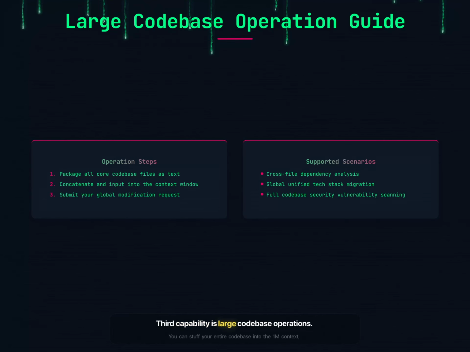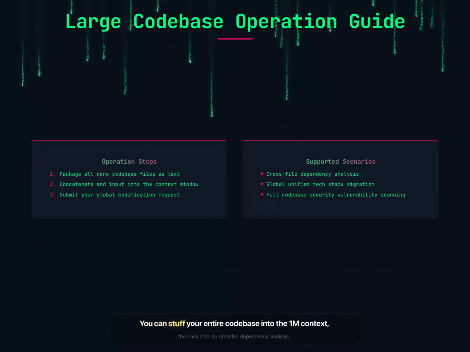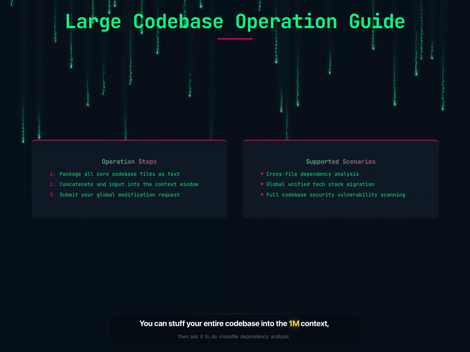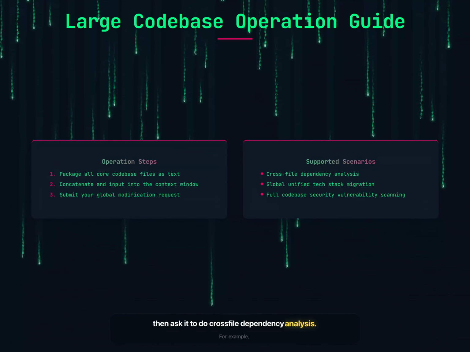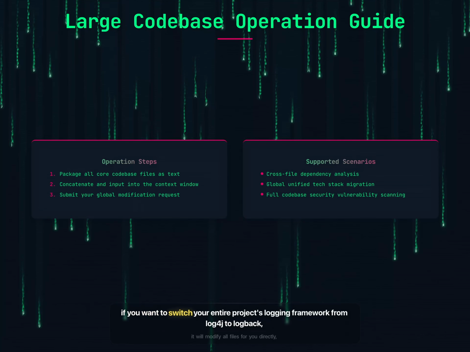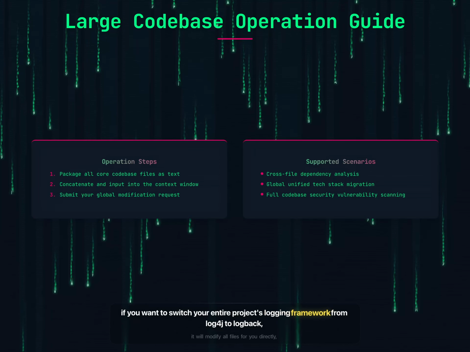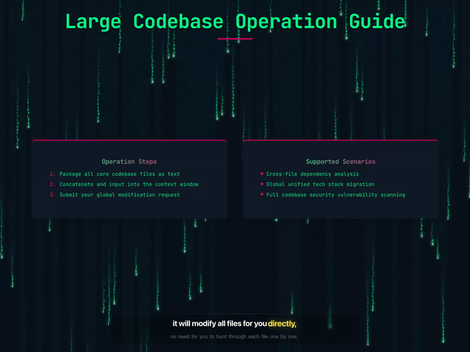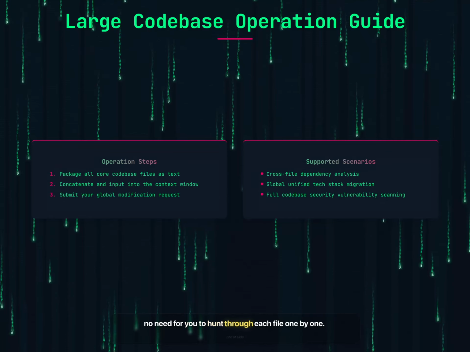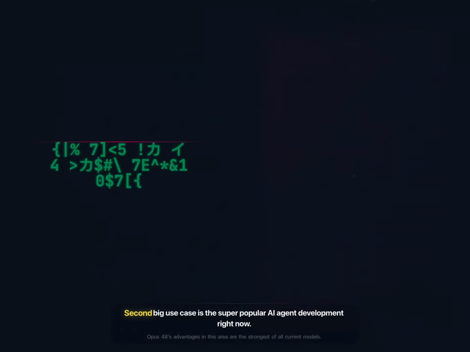Third capability is large codebase operations. You can stuff your entire codebase into the 1M context, then ask it to do cross-file dependency analysis. For example, if you want to switch your entire project's logging framework from log4j to logback, it will modify all files for you directly. No need for you to hunt through each file one by one.